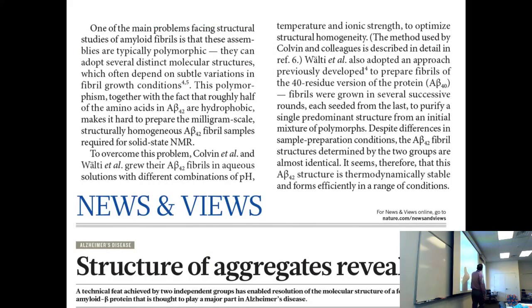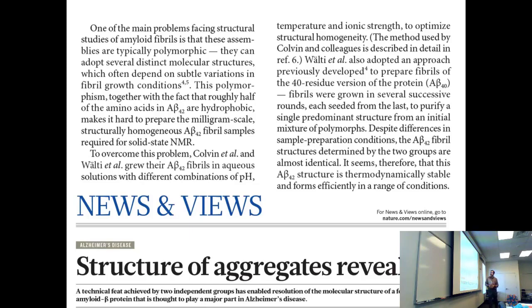And they even talked about how they did it. If you look at this, basically the problem was that it was hard to prepare milligram scale structurally homogeneous fibril samples with the 42 residues. And they actually did it and showed it with crystallography. Another group did it with solid state NMR. So they can work together. It's like they put aside their differences and their rivalries, and they both solved the structure, and they got the same essential structure.